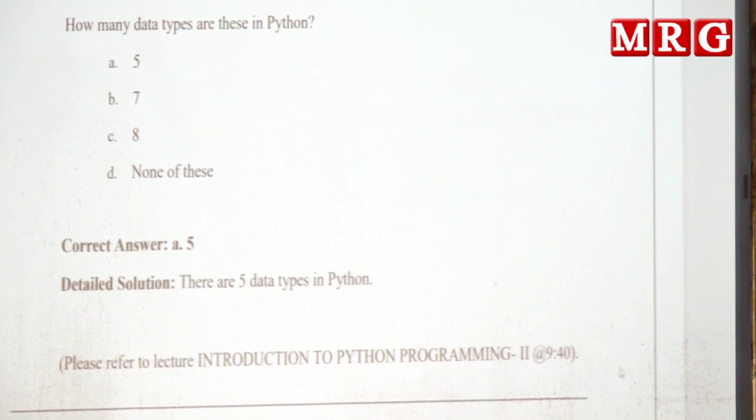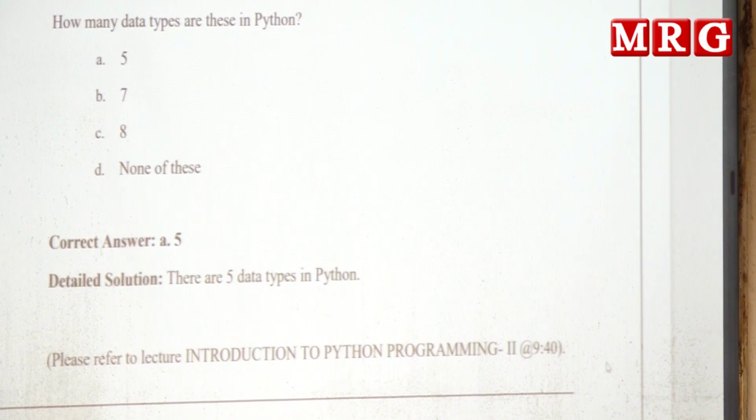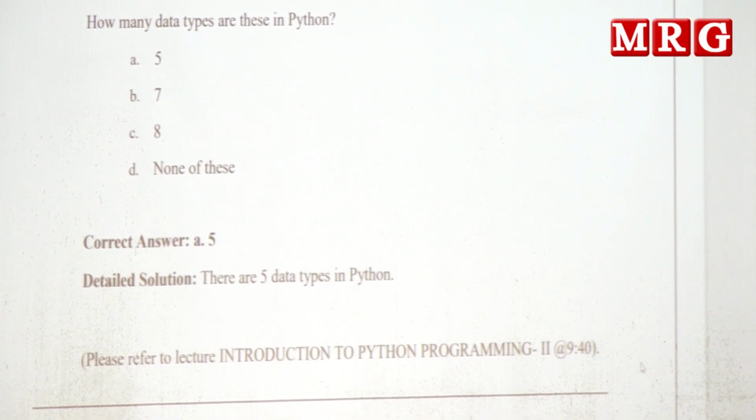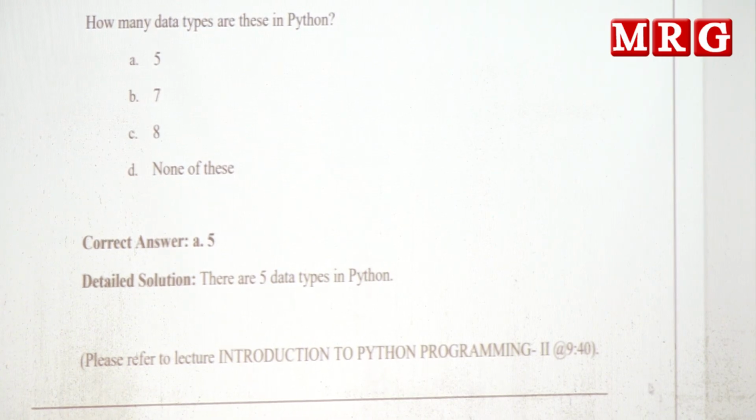How many data types are there in Python? Five data types is correct. Yeah, five is correct. Five is the option.